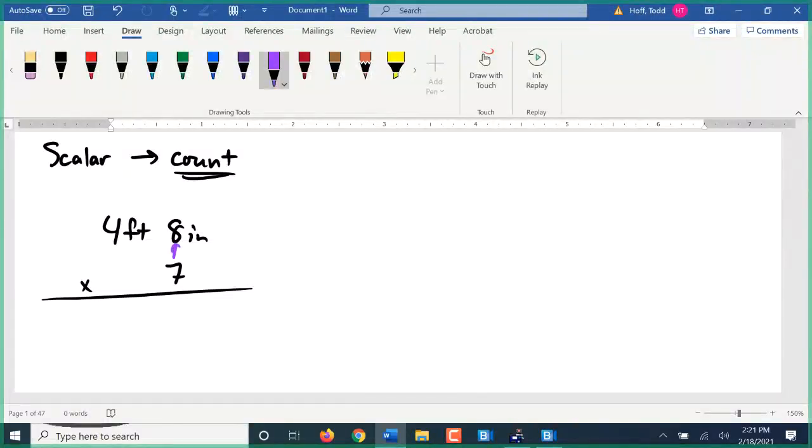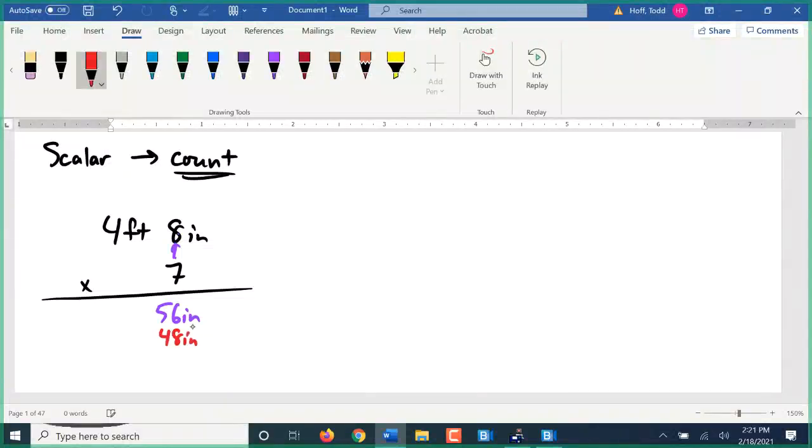Starting on the right, working our way back to the left, just like we usually do. 7 times 8 inches is 56 inches. Now that is more than a foot. 1 foot would be 12 inches. Well, it's bigger than that. 2 feet would be 24 inches. It's bigger than that. 3 feet would be 36 inches. It's bigger than that. 4 feet would be 48 inches. Well, it's still bigger than that. 5 feet would be 60 inches. Well, that's too much. We're not bigger than that. So we're going to back down to 4 feet.